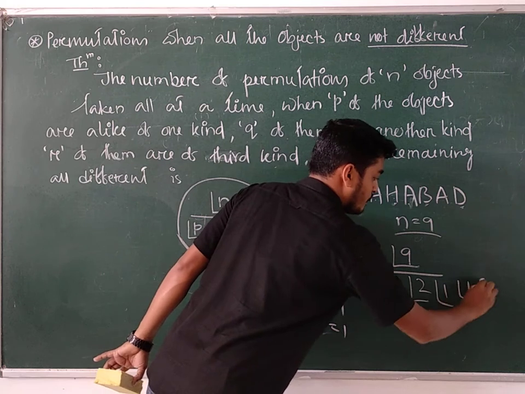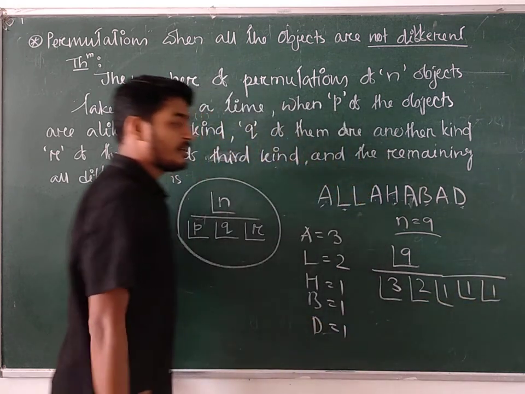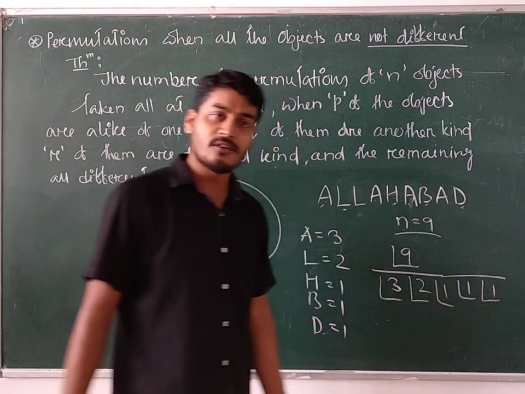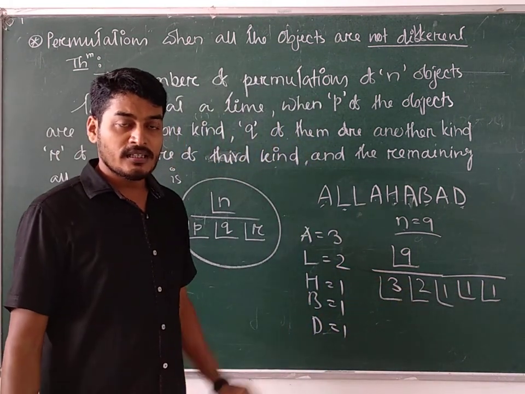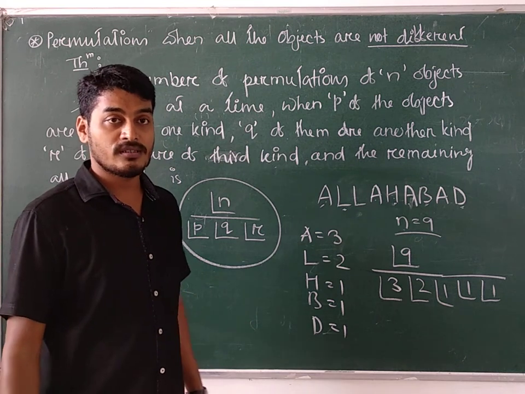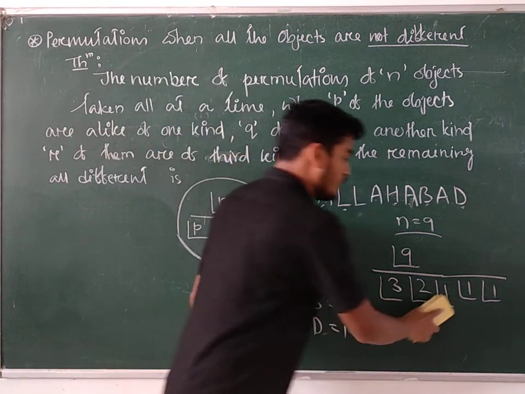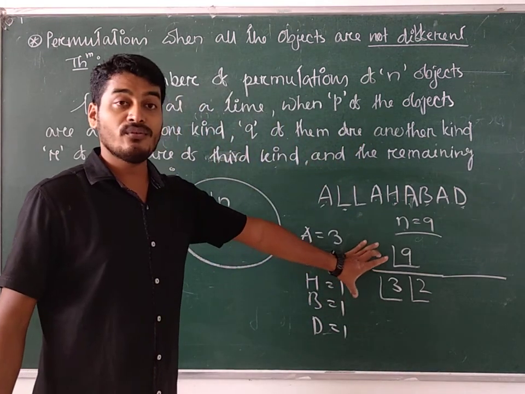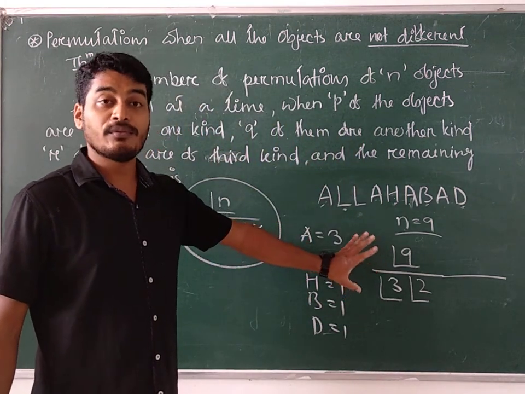Factorial of 1, factorial of 1, factorial of 1. Am I correct? Factorial of 1 is equal to 1, so no need to write it down. But factorial of 2 and 3 you have to mention, because factorial of 1 means 1. So no need to write it down. Is it clear? So this is the total number of words that can be formed.